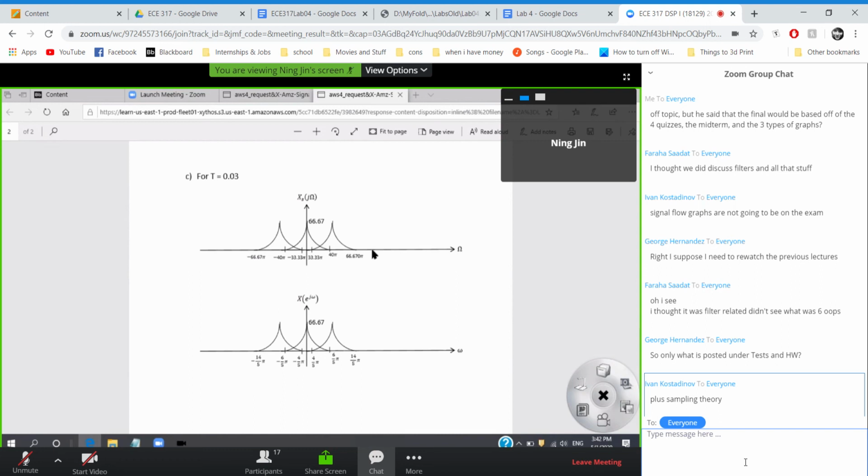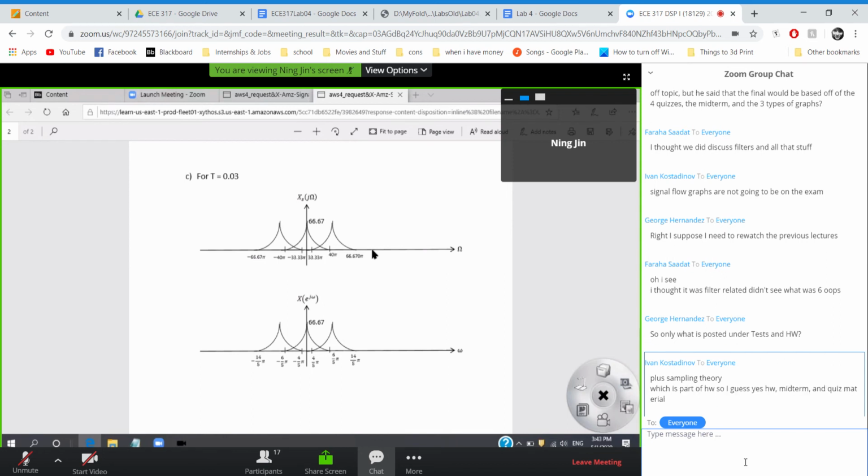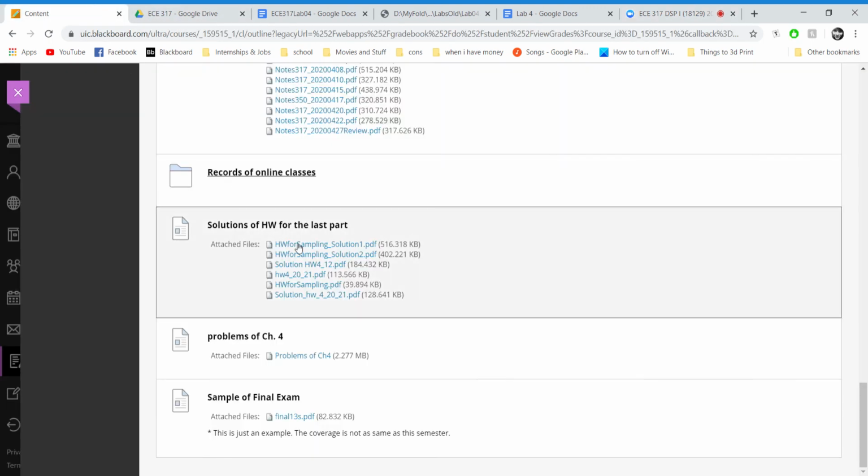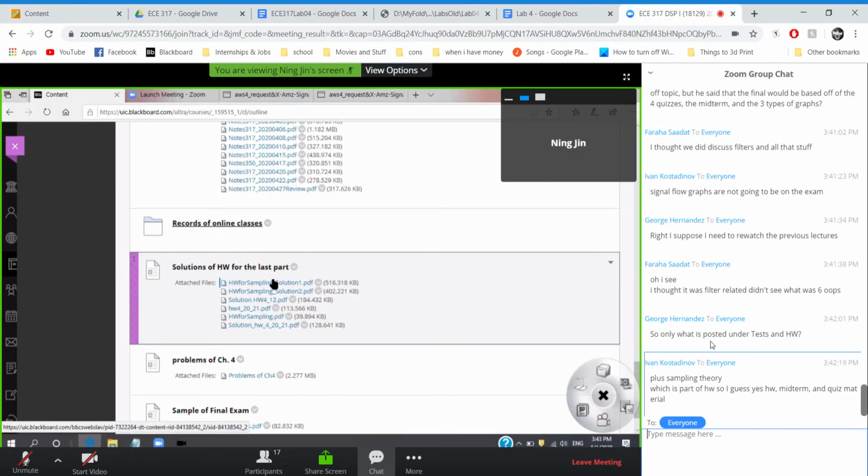What is posted on the test and homework? The homework you should know. You see, I have this one. Homeworks for the last part. This part we do not have a quiz. We have quiz 1, quiz 2, quiz 3, then midterm, then quiz 4, right? And the last part, we have sampling theory. You check here. We have 3 problems from the textbook: 12, 20, and 21.